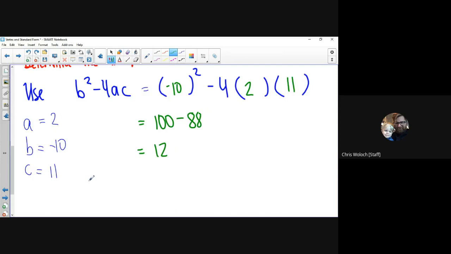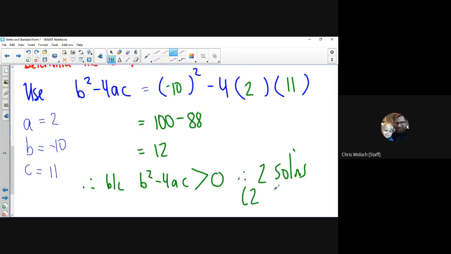Because b squared minus 4ac, oops, that's horrible writing, is 12, so it's bigger than 0. That means there are two solutions. There are two solutions, two zeros for this quadratic function. I don't know what they are yet, but there are two.